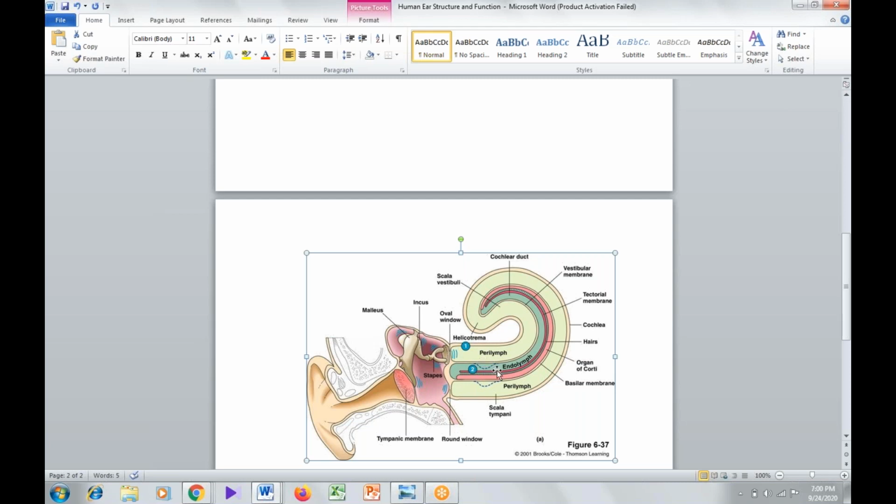Inside that there is another tube, and all this green structure is called the endolymph. In the endolymph there is a layer, below the red one. You can see small hair-like structures, and that is called cilia.